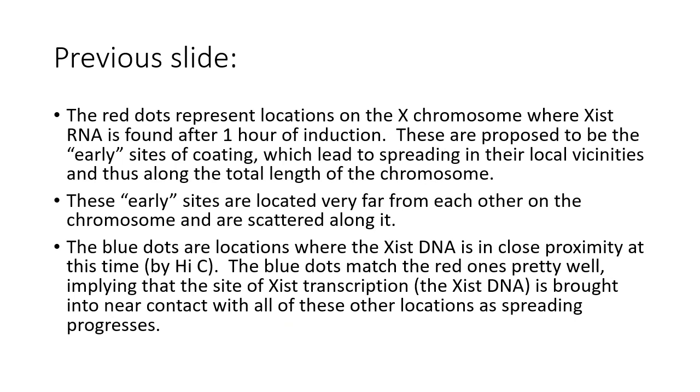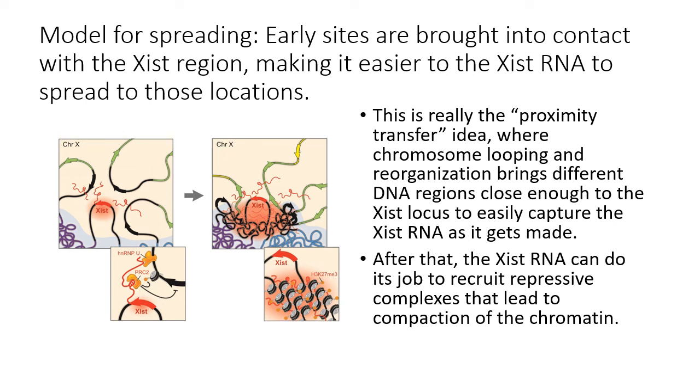Right, so what this means here, the blue dots are where the Xist DNA is in close proximity to locations all along the chromosome by Hi-C, and those match the red ones pretty well, implying that the site of Xist transcription, which is the Xist DNA, is brought into physical contact with all those other DNA loci as spreading persists. So one way of envisioning this is you have the Xist locus, which is spitting out Xist RNA, whose job it is to get to all those sites on the inactivating X, and those sites are being reached by essentially a proximity transfer idea, where the different locations on the X are visiting the Xist locus and acquiring the Xist from there. And subsequent to that, of course, the rest of the inactivation process can occur.